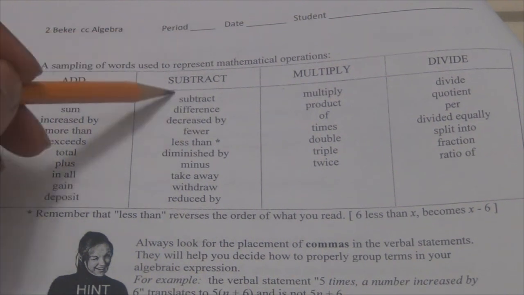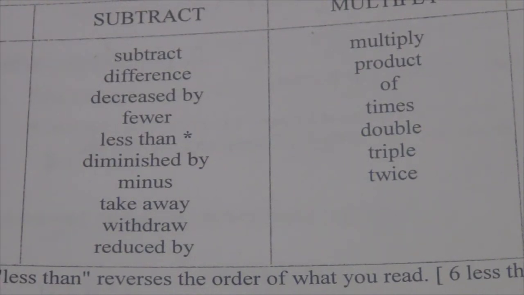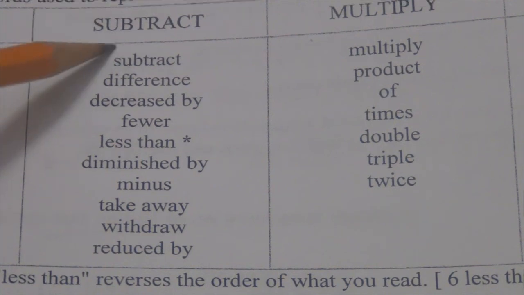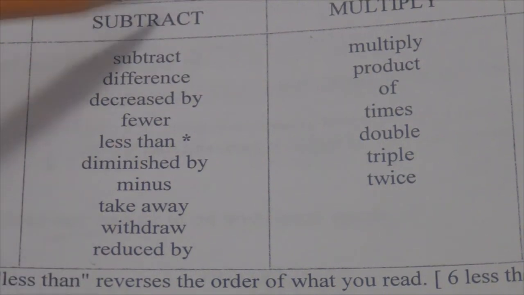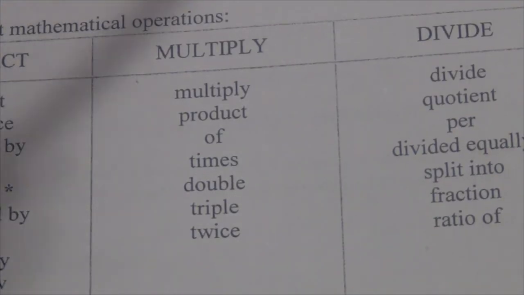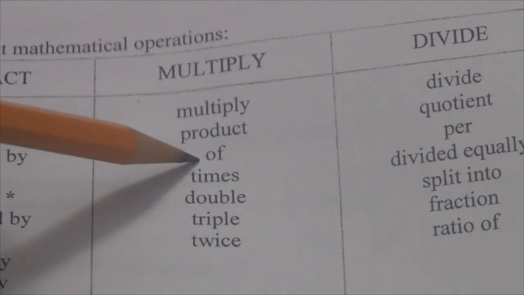So that's for addition. For subtraction, you also have this little one. Let's just make it bigger. Okay, cool. Now you can read it. So you have subtract, difference. Any of these words that you see will represent subtraction. Next, multiplication. Look, multiply, product of.